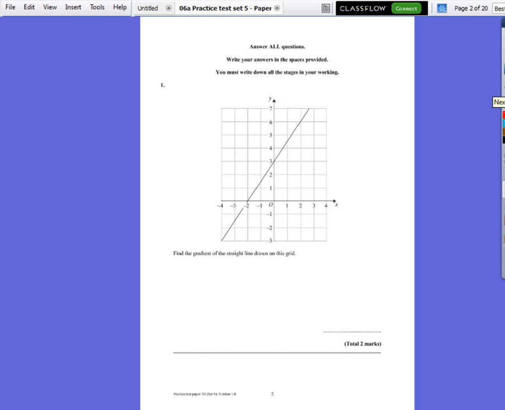Question 1. Find the gradient of the straight line. The gradient is given by the difference in y divided by the difference in x. So if we find a point where it crosses, so we can read off easily, go across and go up, the change in y is 3, the change in x is 2, so the gradient would be 3 over 2, or 1.5.